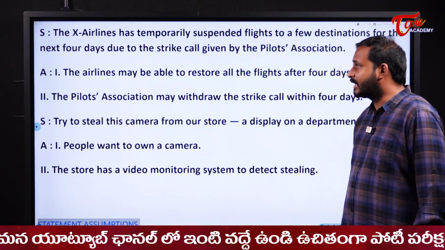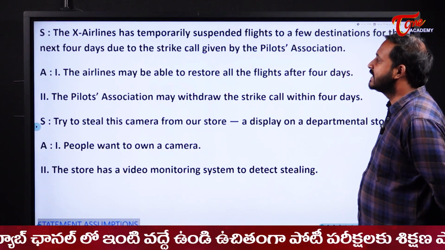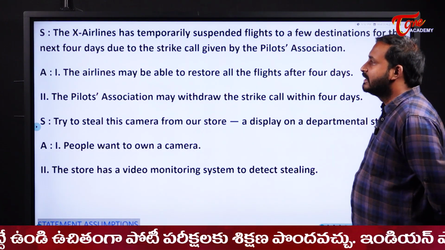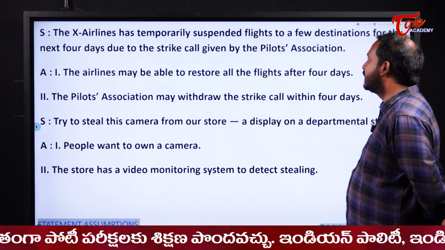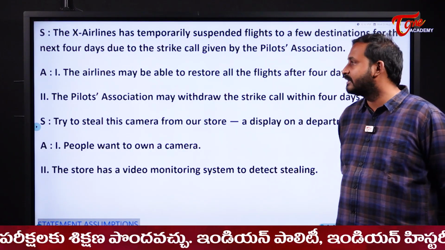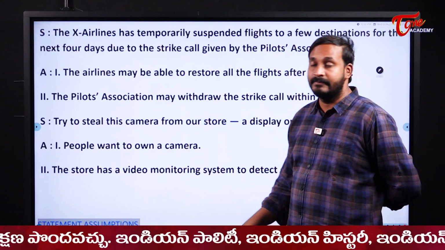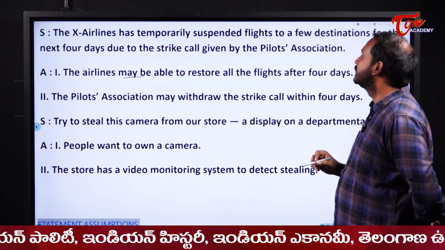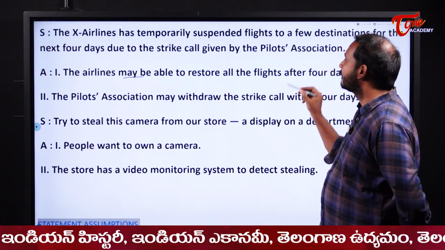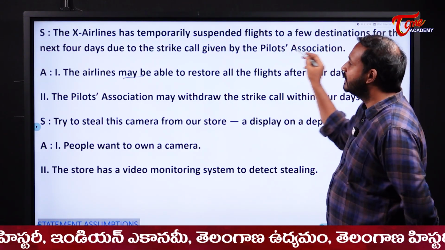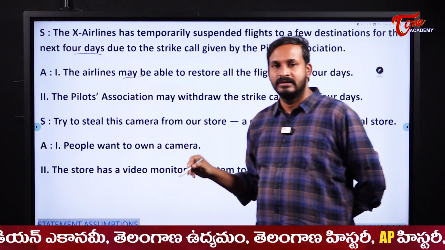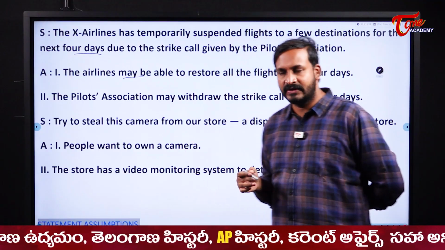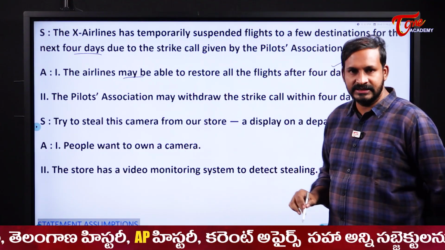Now, please try to take this one. The X Airlines has temporarily suspended flights to a few destinations for the next 4 days due to strike call given by the Pilots Association. Okay. The airlines may be able to restore all the flights after 4 days. Yes. For the next 4 days, they are suspending. And after 4 days, there is a chance of resumption of that one, right? So that means this is correct.